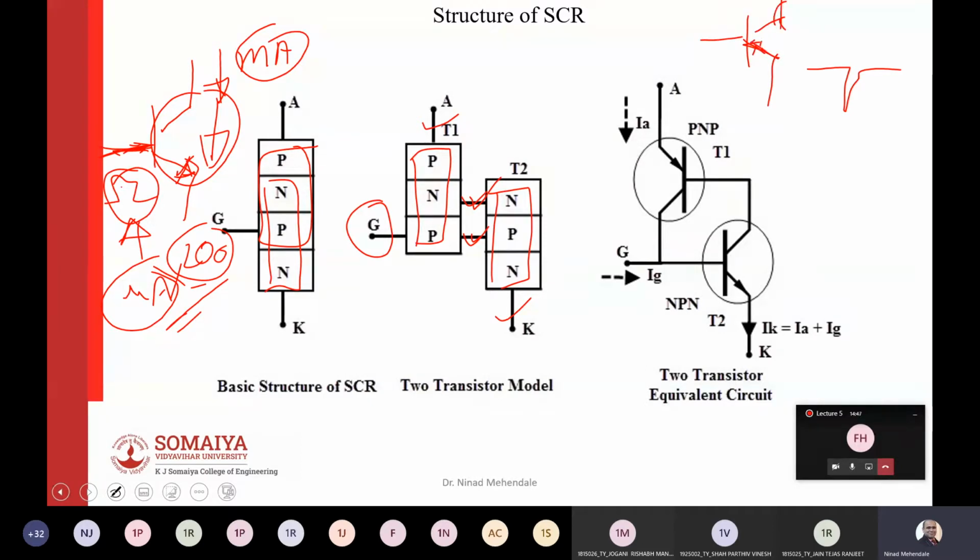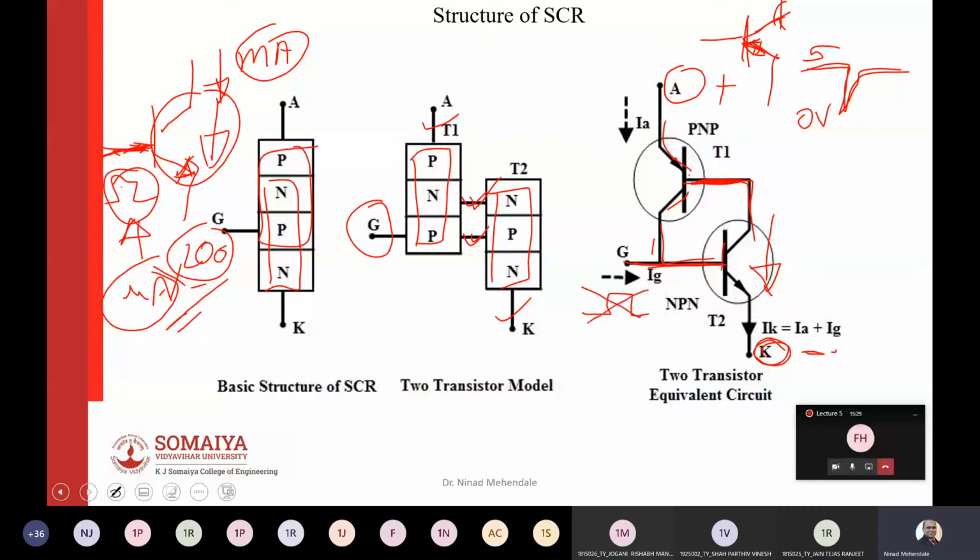Now in PNP, the arrow goes towards the base, and this transistor gets turned on when you give a 5 volt to 0 volt pulse. So now initially, both transistors are in the off state. As soon as you apply a pulse over here, what we call a gate pulse, what will happen? This transistor gets turned on. Because of this transistor getting turned on, T1 will receive a negative voltage from this point. As soon as it gets a negative voltage from this side, this transistor gets turned on because it's PNP, and that will provide a positive voltage to the NPN.